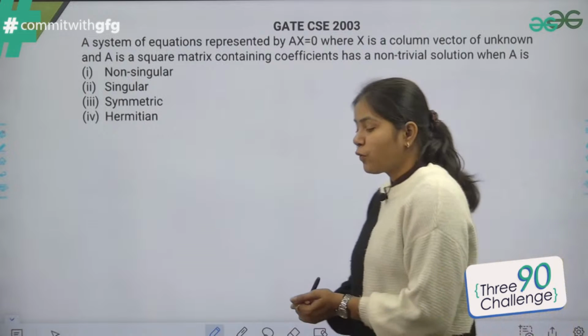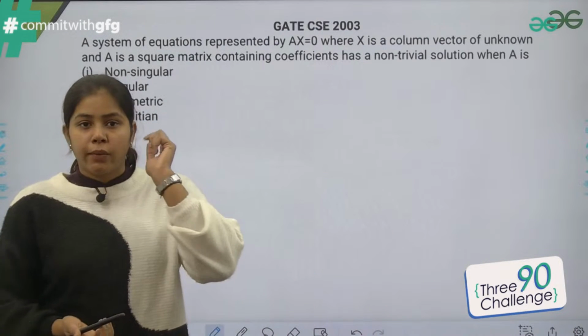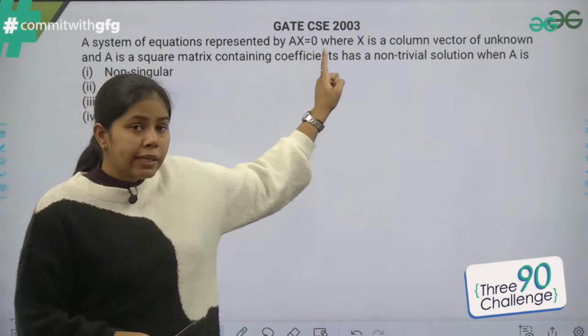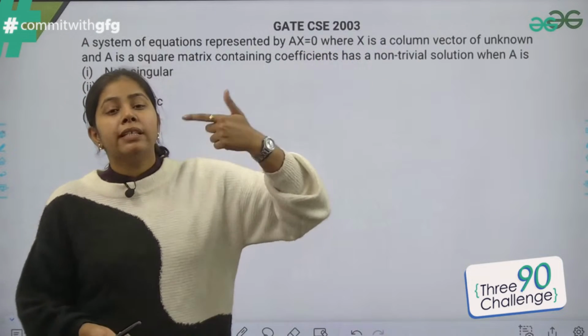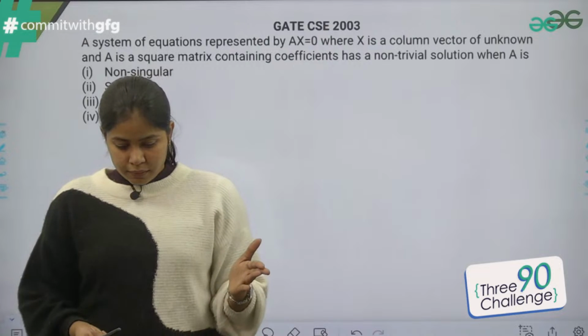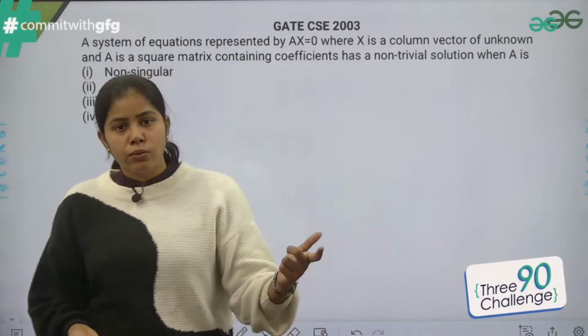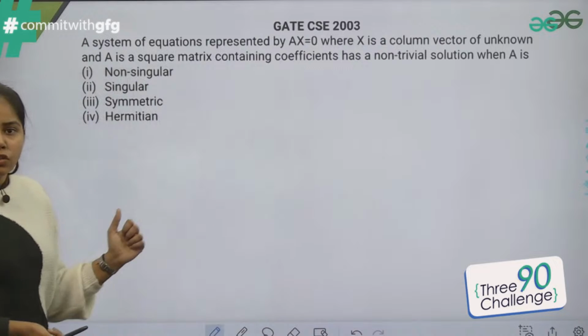Tell me, guys, which of the options is true here. This is a simple question, a simple system of linear equations question. First of all, AX equals 0, so that's why it's a homogeneous system of linear equations, right? Option B. Danish is saying option B. Anyone else, guys? Anyone know which of the options is true?